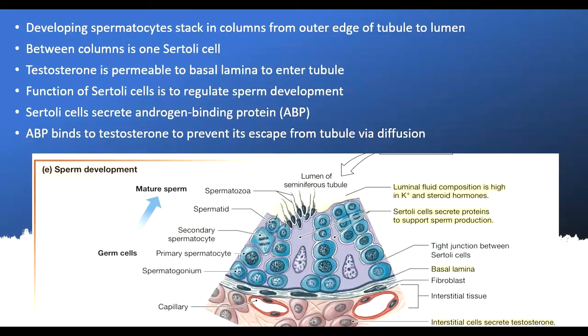Testosterone is permeable to the basal lamina to enter the tubule. One function of the Sertoli cells is to regulate sperm development, and they secrete many different things: inhibin, activin, growth factors, enzymes, but more importantly, androgen binding protein. The importance of this androgen binding protein is that it binds to testosterone, so it cannot escape the seminiferous tubule via diffusion. As we said, testosterone is permeable to the basal lamina layer, and this ABP, or androgen binding protein, is what holds the testosterone in to help with the development of the sperm.